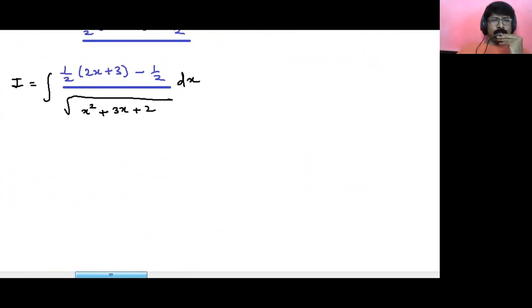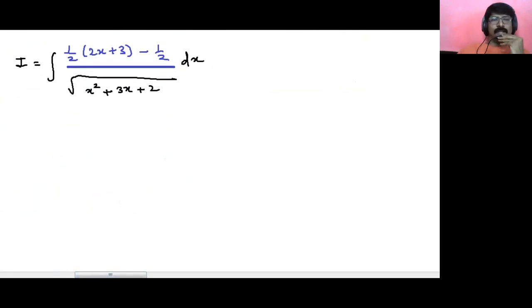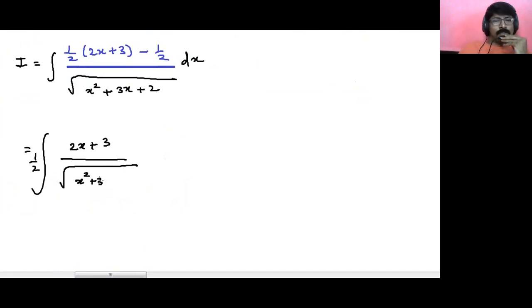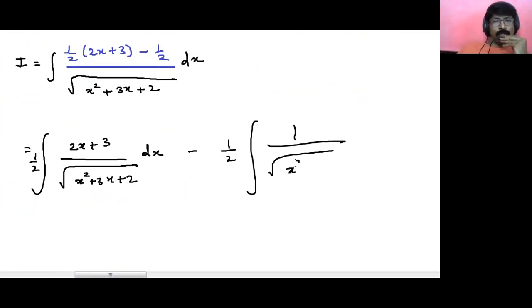Now, how to do this integration part? It's very simple, guys. We'll first of all do the separation of the numerator. So this will become integration of half of 2x plus 3 whole thing upon root of x square plus 3x plus 2 dx, minus half of integration of 1 upon root of x square plus 3x plus 2 dx.